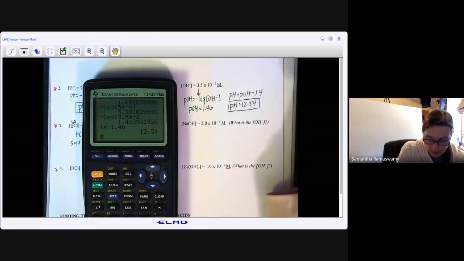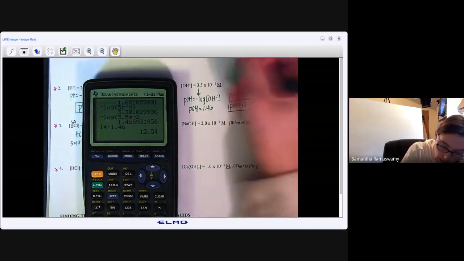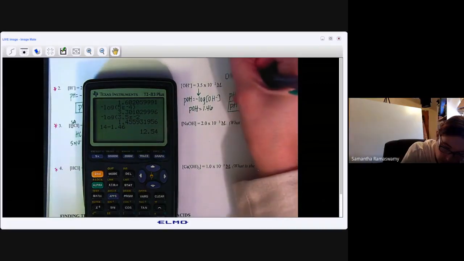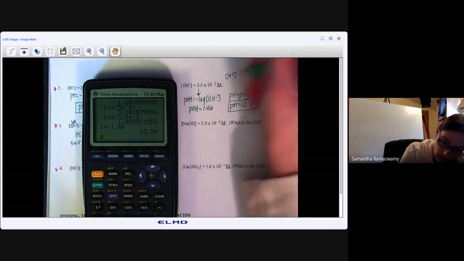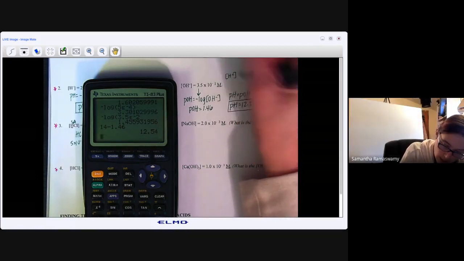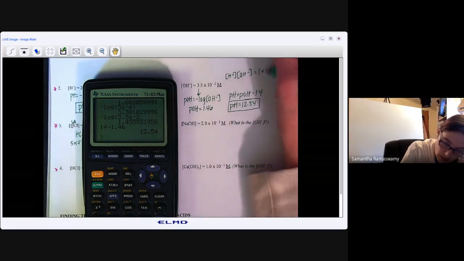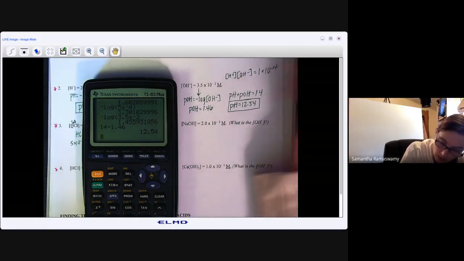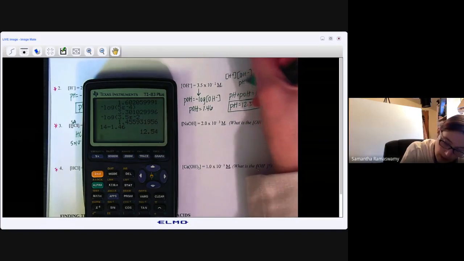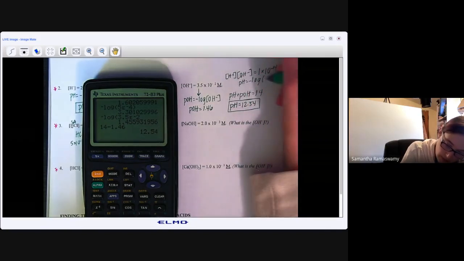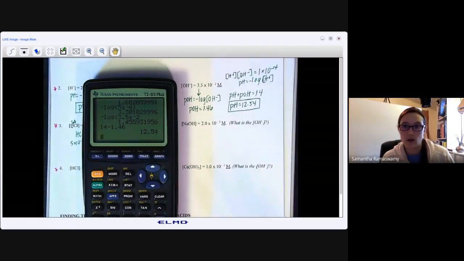Now, another way that you could do this is that you could solve for H plus. All right, so you could solve for H plus by remembering that H plus times OH minus is KW. And then once you solve for H plus, you could find the negative log. And you would have gotten the same thing. So there were 2 different ways that you could solve this. Whichever way you pick is up to you.